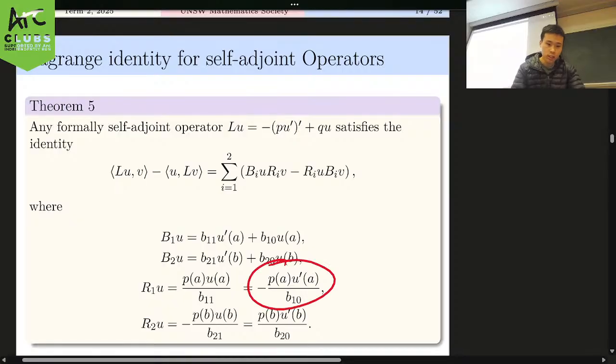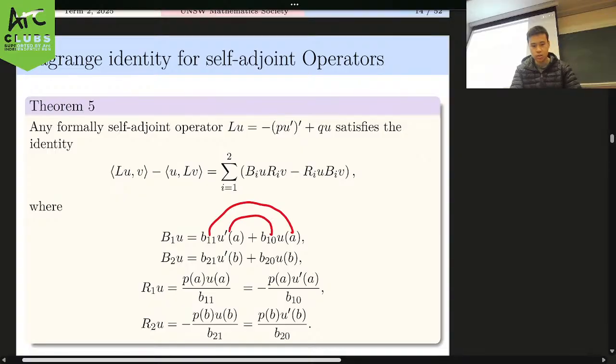And then there's also another form. You can also express it as a minus of the same thing, but the dash of A, and then you divide by B of 1, 0. So it's kind of like you're linking these terms up. So it's like this and then this. It might be a little confusing to remember.